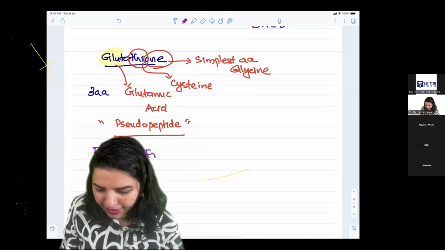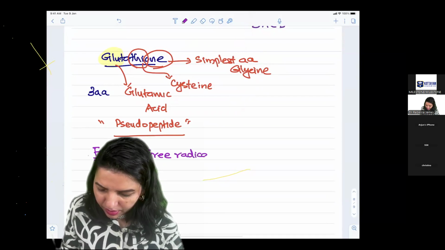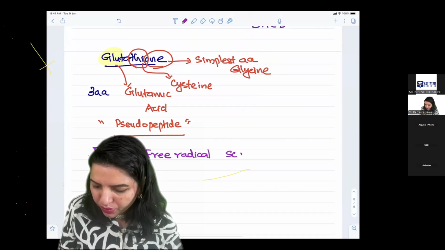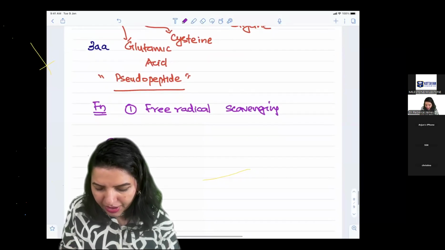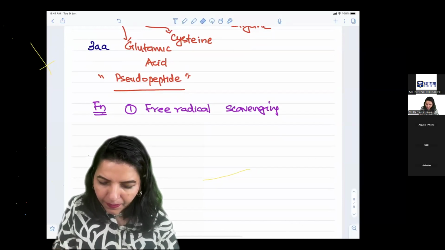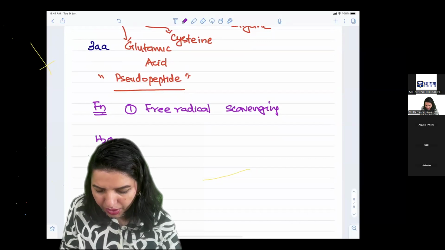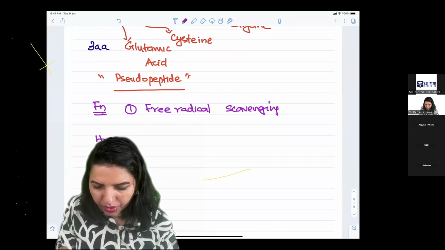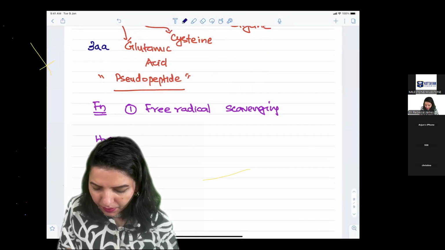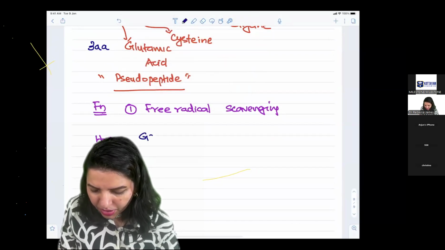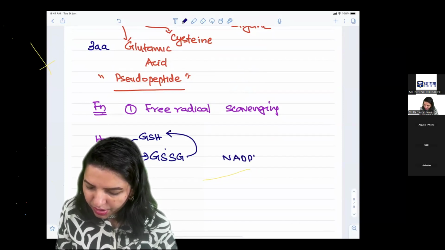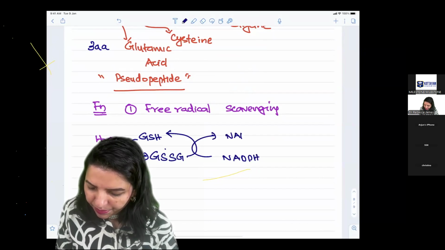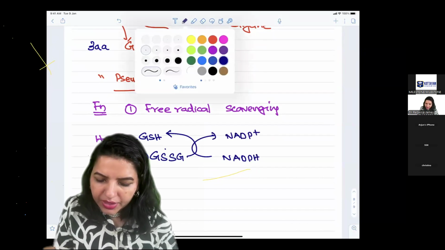Number one, free radical scavenging. This reaction I've already told you. Free radical scavenging. Hope you remember this reaction. H2O2 is converted to H2O. So during this reaction, GSH is converted to GSSG. NADPH is required here and NADP plus is formed. What are the two enzymes here?